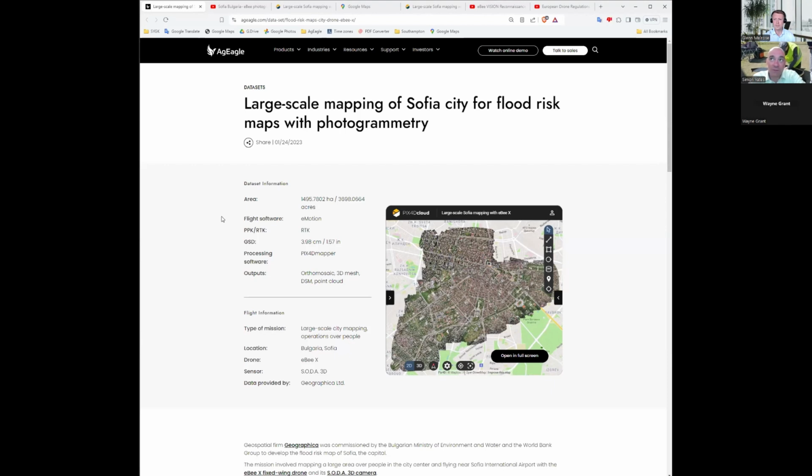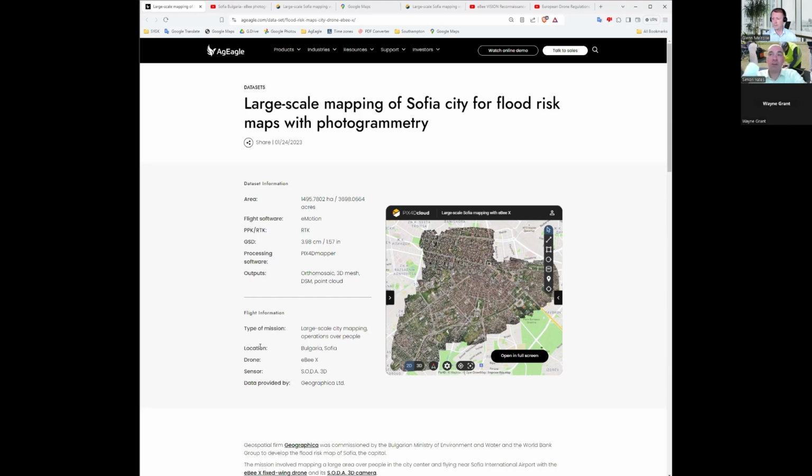And in this particular case, we're talking about Sofia in Bulgaria. This particular case study is up on our website if you want to check it out for yourselves. And this is a customer we know called Geographica. They're a drone services company.